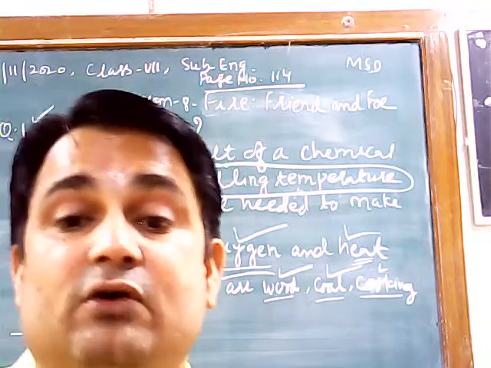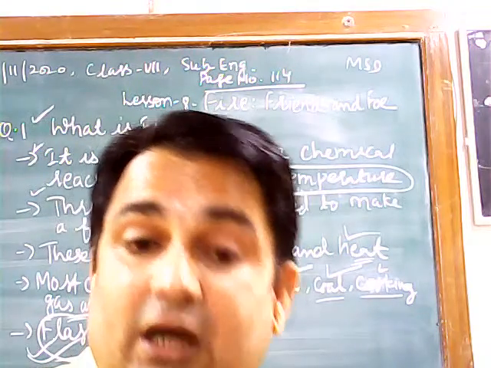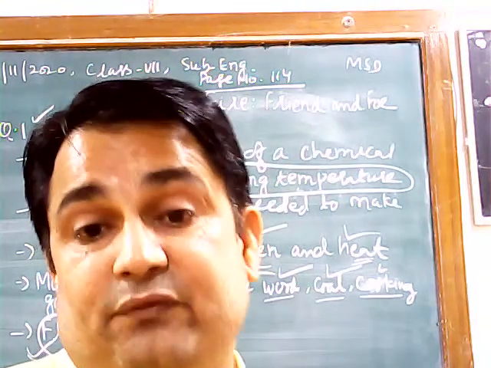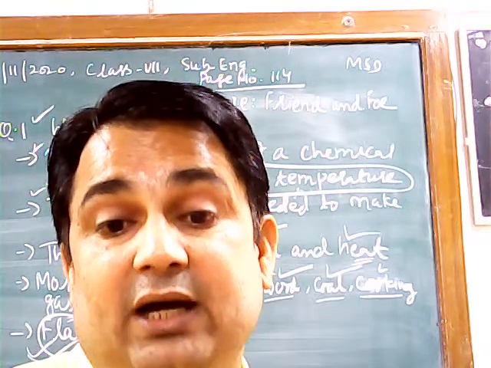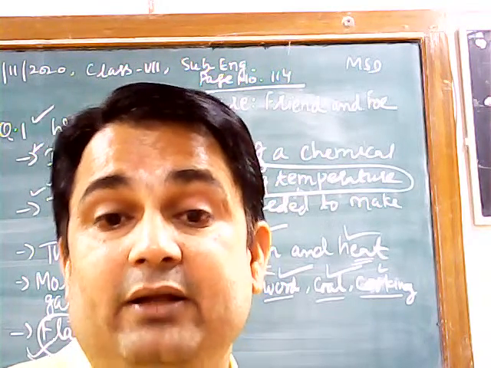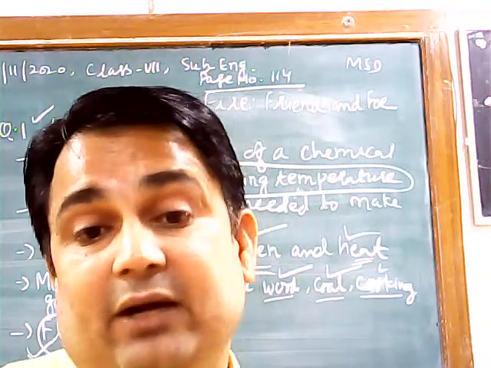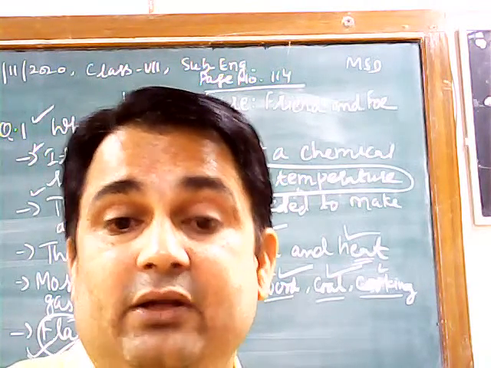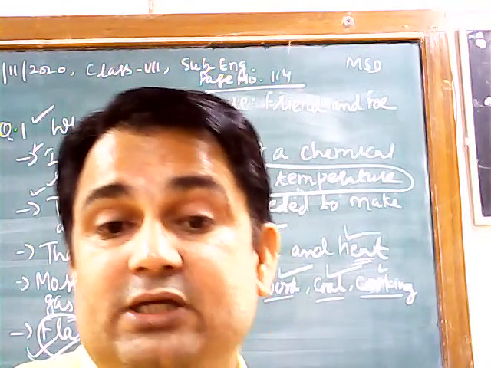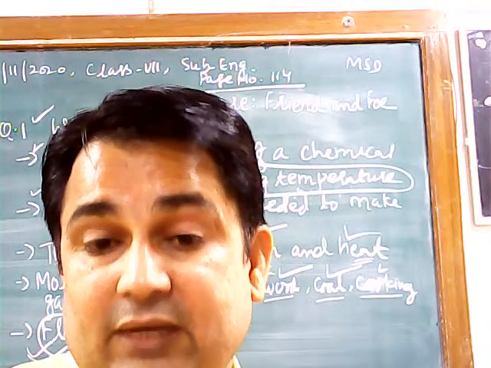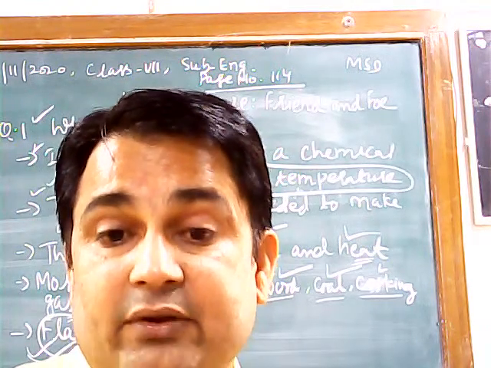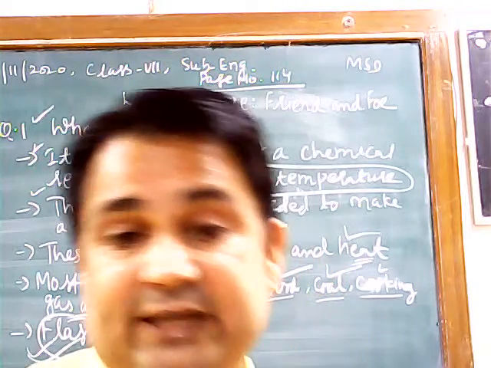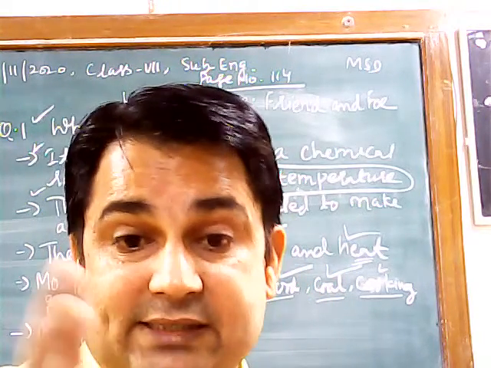This is the final note for today, on how we can control fire. All those things which are required to make fire, we have to take them away. For example, what is required to make fire? Fuel is required to make fire. So we should take the fuel away.